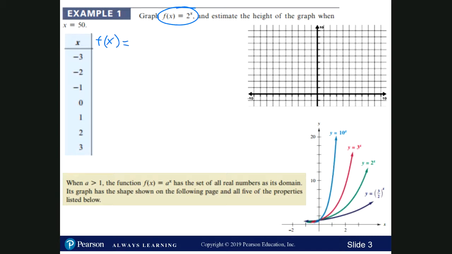So 2 to the power x. Now from there, we're going to be finding some points, x comma y, and then we're going to graph them. So for our first example, f of -3, this will be 2 to the power -3, which is the same as 1 over 2 to the power 3.